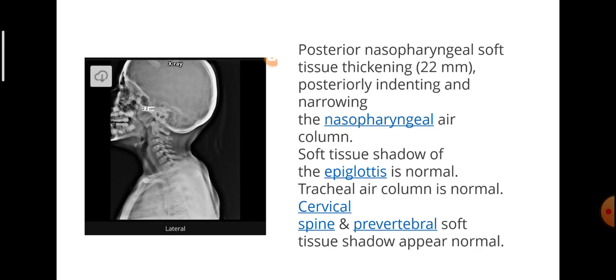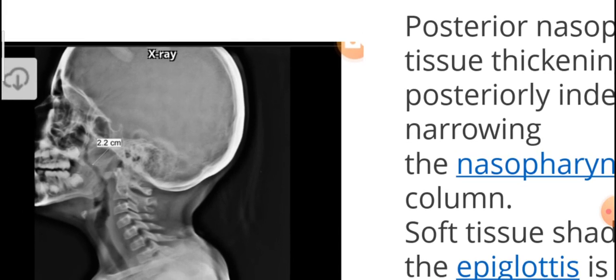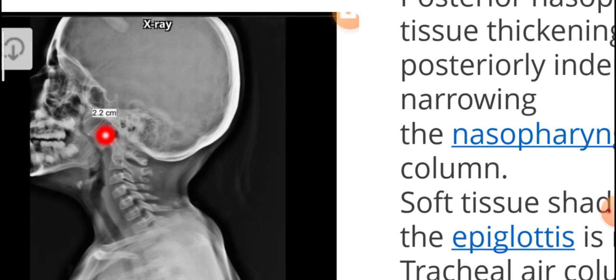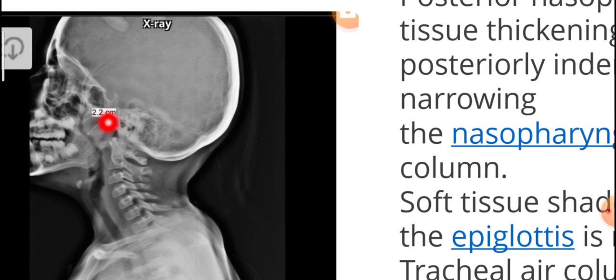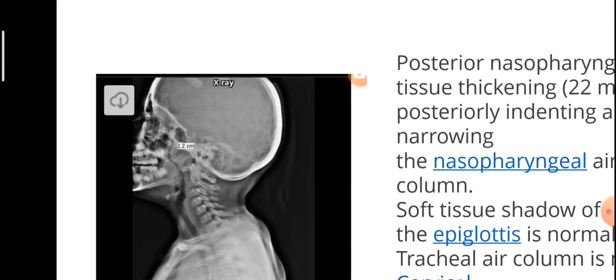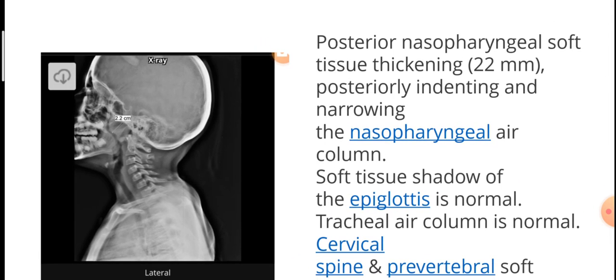Here we see an enlarged adenoid about 22 millimeters large. Look at the dimensions, nearly 22 millimeters, occupying almost entirely the nasopharynx. The posterior nasopharynx soft tissue thickening of 22 millimeters posteriorly, indenting and narrowing the nasopharyngeal air column.